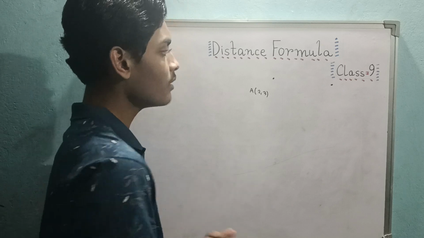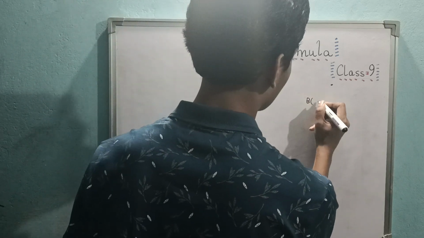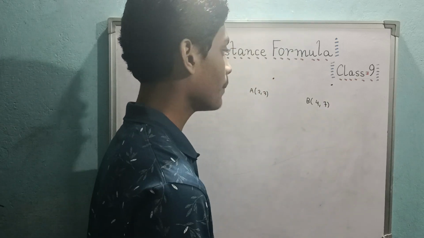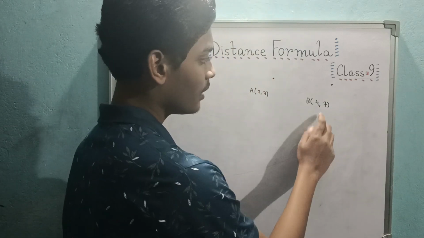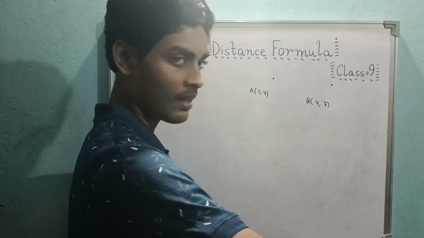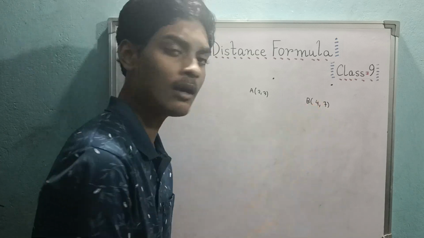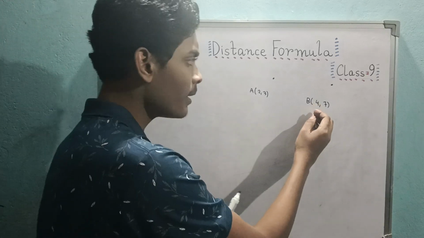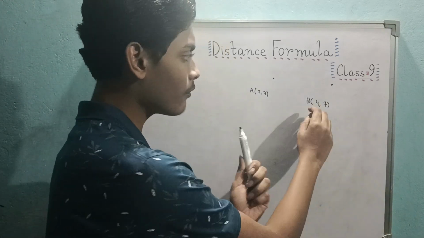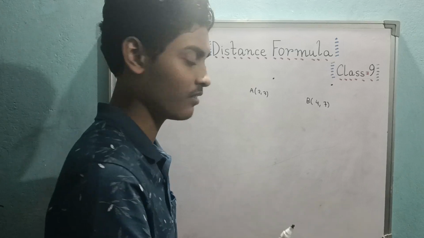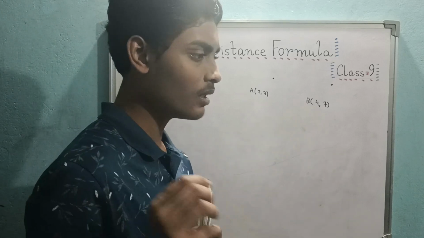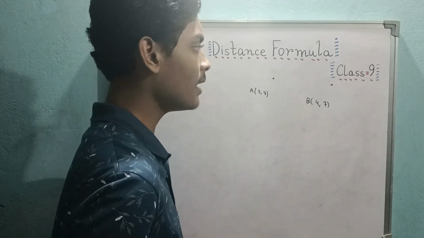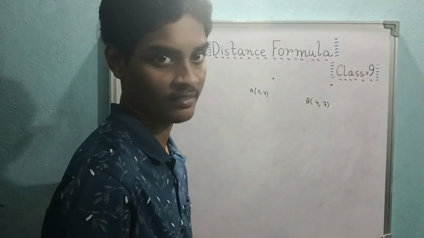Then suppose another point is there, B, 4 comma 7. This point B is at a distance of 4 units from the x-axis. See, 4 is the abscissa and it lies on the x-axis. This 4 means it is 4 units away from the center on the x-axis, and 7 means it is the ordinate. It means that from the center B lies 7 units above on the y-axis.